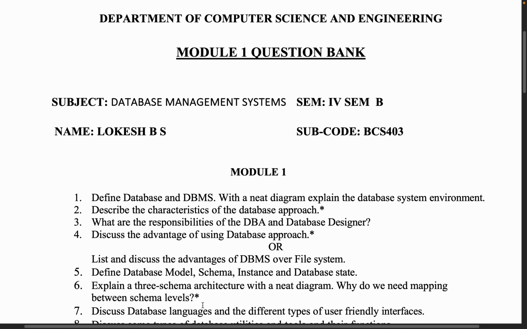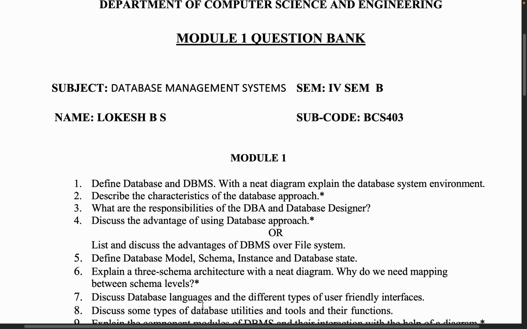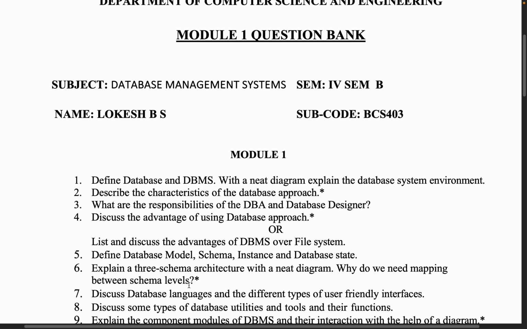And then the sixth question is the three-schema architecture with a neat diagram. Why do we need mapping between the schema levels? This one is also very important because it was asked before in an old 6th semester paper. The same question will be asked on the three-schema architecture in DBMS. That one is also important, and it might be asked in the next examination.